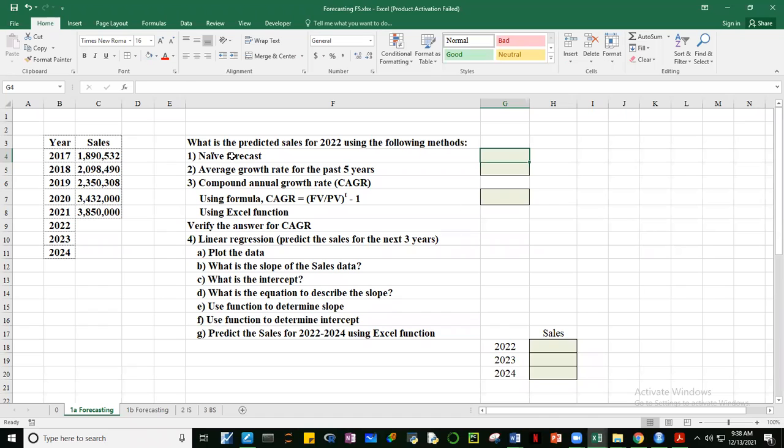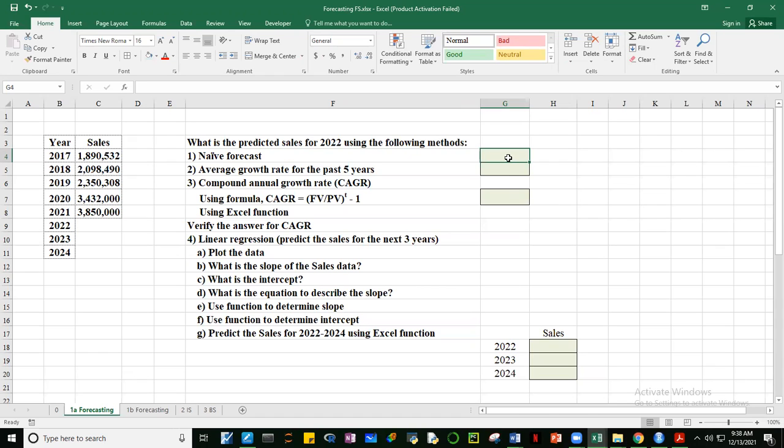What do I mean by naive forecast? Okay, yes, Robert? Is it the same sales of the previous year? Yes, that's correct. Thank you, Robert. That's very good. So acknowledging the answer of Robert, that's very good, because the naive forecast does not make use of any method.